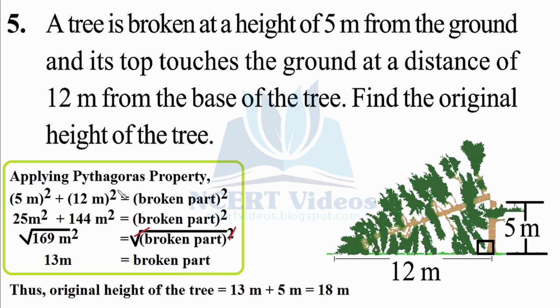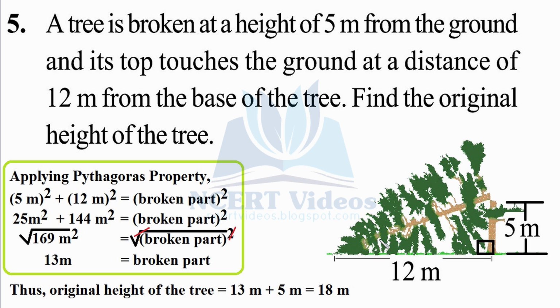Same has been done in this first line. Now 5 square is 25 meter square. Meter square is written like this, plus 12 12s are 144 meter square. That is broken part square. Again, the square root and square cancel out. Now what is the square root of 169? When 13 is multiplied with 13, you get 169, and meter into meter, you get 1 meter out of it. That is 13 meters. So this measures 13 meters.